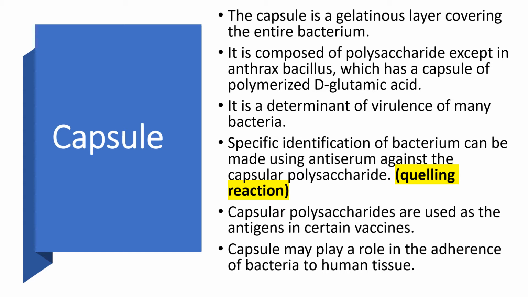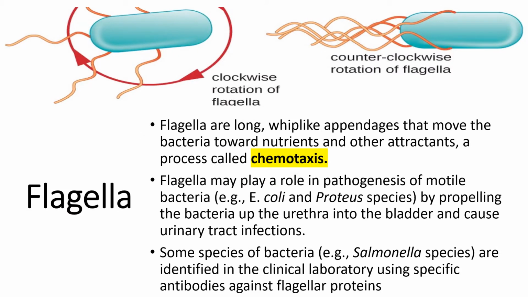Capsular polysaccharides are also used as antigens in certain vaccines, and the capsule also plays a role in adherence of bacteria to human tissues. Next structure of bacteria is flagella.